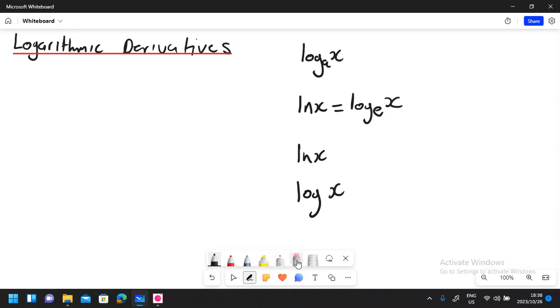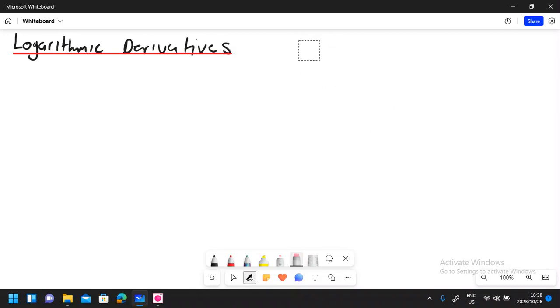Now I have to erase this. I hope you took some notes here, because I'm going to need this space. Okay, all right, fine. Now let's do the formulas.